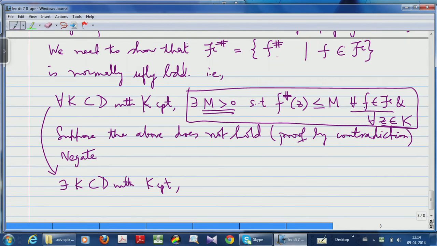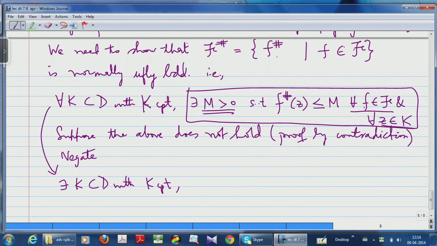So if I negate this, what will I get? For every compact subset I want a certain property to hold. If I negate it, it means that I can find a certain compact subset where this property will not hold. So this "for every k in D with k compact" will negate to "there exists k in D with k compact". So it will become there exists k subset of D with k compact. And what is the rest of it?